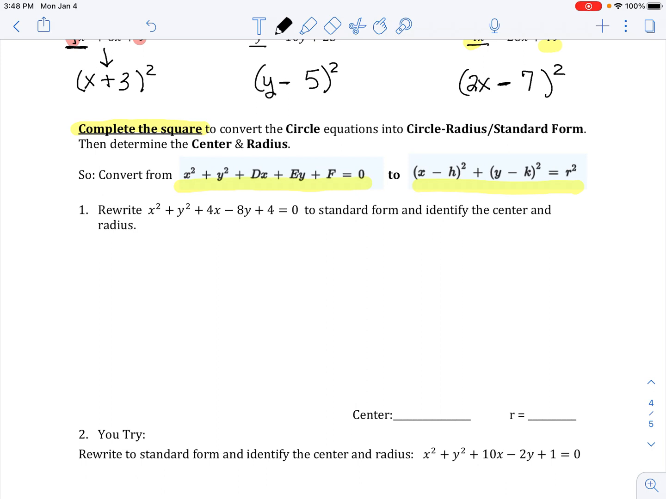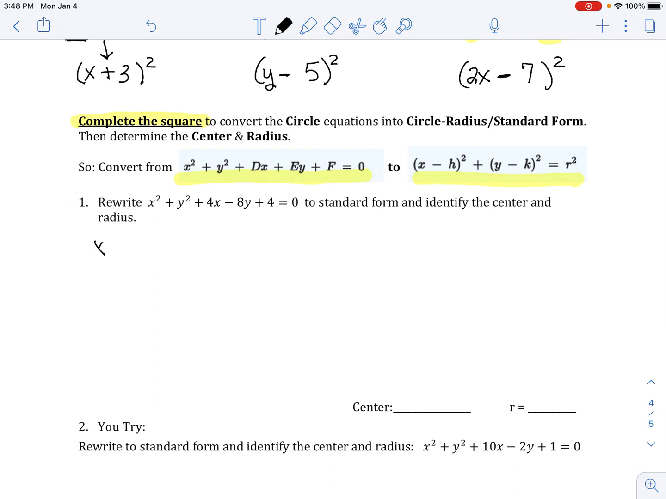For example, we're going to take the equation right now in this general form, and we're going to group the terms that have the same variable. So x squared plus 4x plus, and then I'm going to leave a blank, plus y squared minus 8y plus, and then I'm going to leave a blank, and I'm going to move that 4 to the other side.